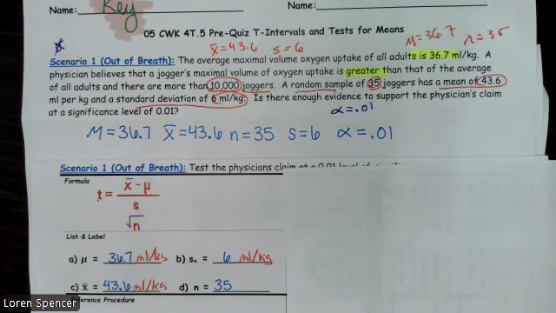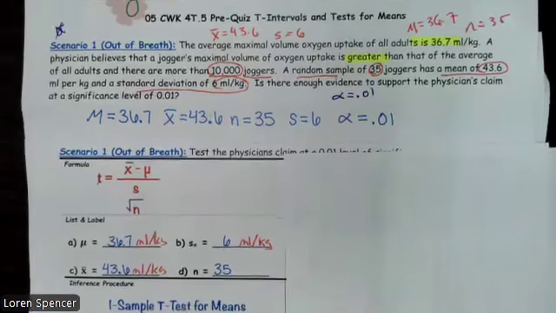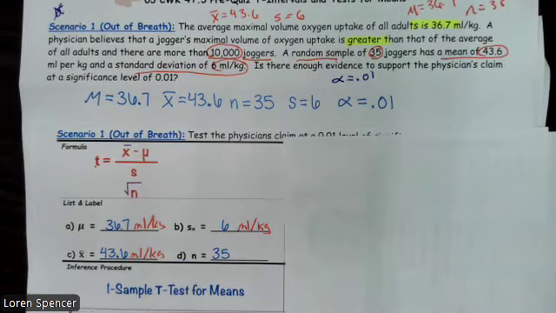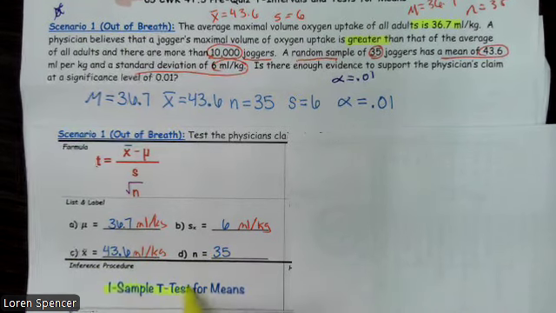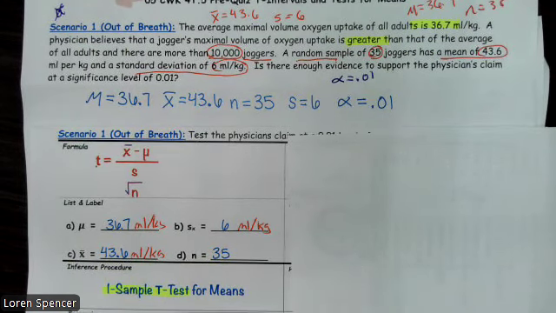So what are we doing? Well, we're running a one sample t-test, so we can go ahead and write that down. It's a one sample t-test for means because we're working with means. All right, we're testing the claim.